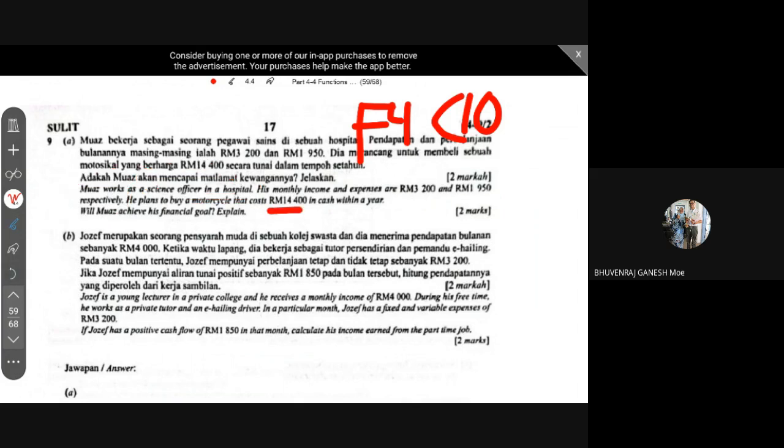Okay, so that one is settled already. He plans to buy a motorcycle costing 14,400 in a year. So 12 months. Remember you need to multiply by 12 at the end to find the value. So now, will he achieve the financial goal? How do we actually prove this? Do you have any idea? How do we prove whether he can achieve the financial goal?